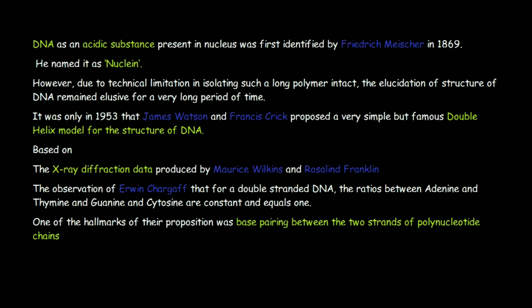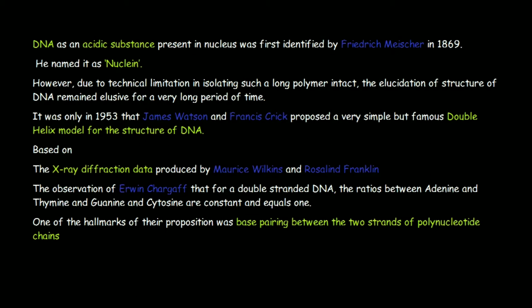But then due to technical limitations, isolating the entire DNA molecule was not possible at that time. So because of that, the structure of DNA was a mystery for a very long period of time. They just knew that there is an acidic substance called DNA present in the nucleus, but no one knew about its structure. But only in the year 1953, James Watson and Francis Crick proposed a very simple but famous double helix model for the structure of DNA. This model is very important and it was like a turning point in the identification of the structure of DNA.